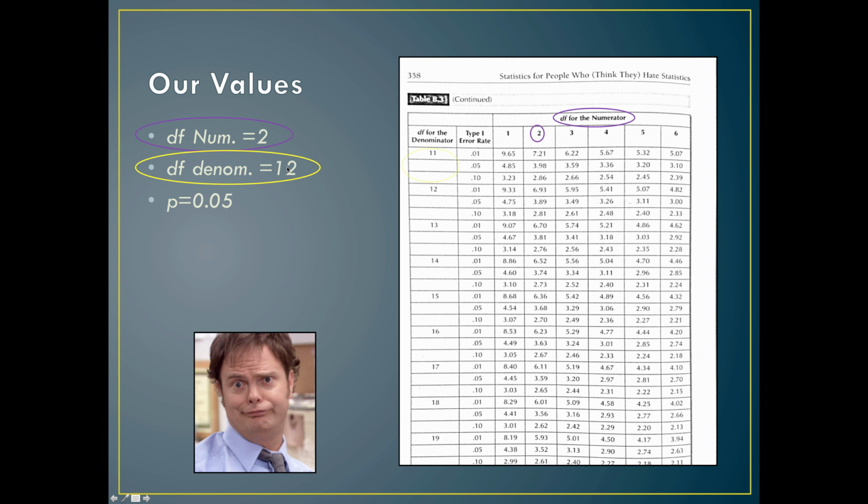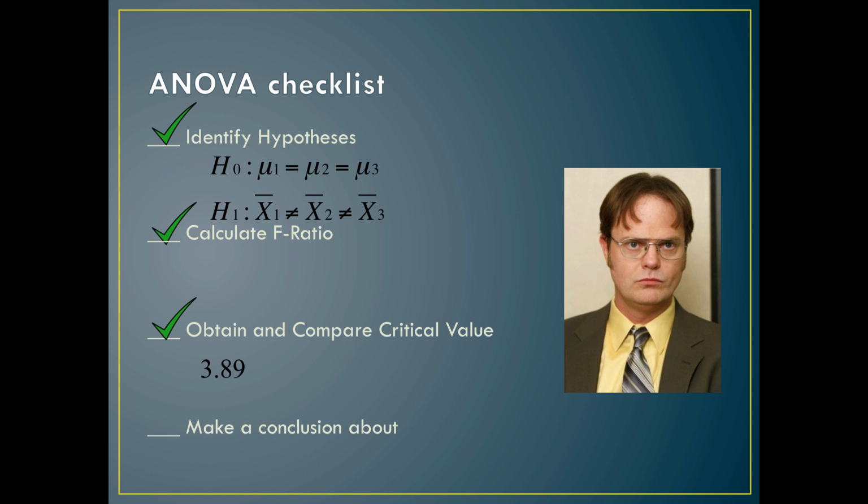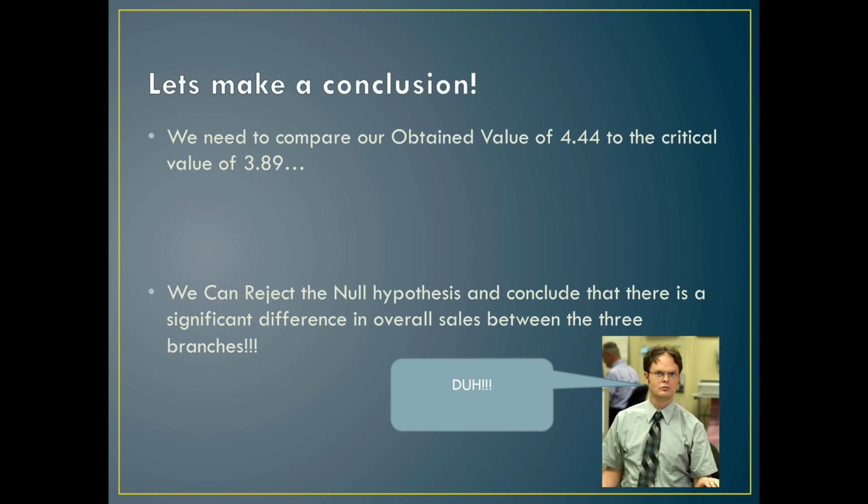Okay, let's locate 12 in our table. And we have an alpha of 0.05, which is right there. And that means our critical value is going to be 3.89. Let's compare our critical value now to our F ratio, which is equal to 4.44.